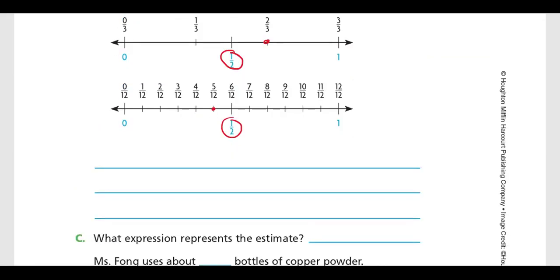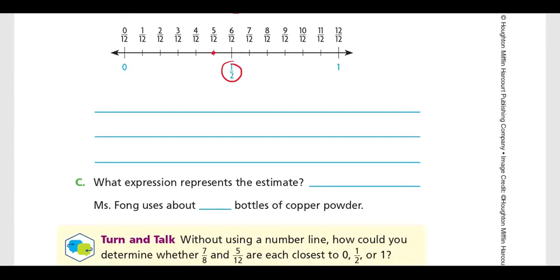So what does the expression represent for this estimate? It will be 1 plus half plus half. If you add them, it will be 2, because as you know, half and half is a famous fraction. If you add them, it will be 1.